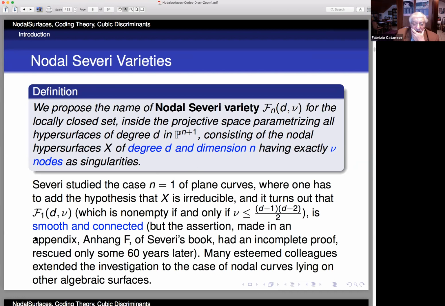The reason to call it nodal Severi variety is that Severi studied the case of plane curves, n equal 1, where one has to add the hypothesis that X is irreducible. And it turns out that this F_{1,d,ν}, this Severi variety, is smooth and connected. Of course, ν has an obvious upper bound for curves, (d−1)(d−2)/2. This was important because Severi made this assertion in the appendix F to his Vorlesungen, with an incomplete proof, and this proof was rescued some 60 years later. Up to now, the name Severi varieties has been more used for the case of nodal curves lying on other algebraic surfaces.